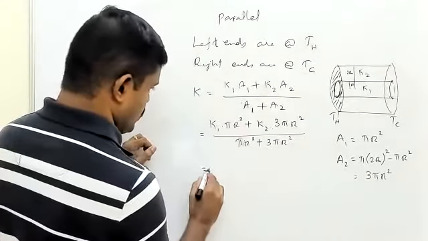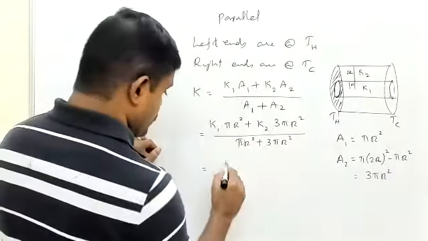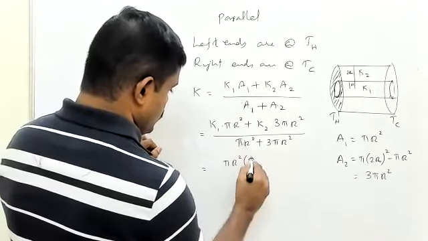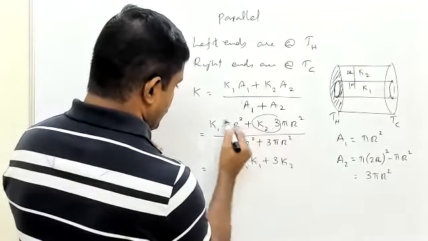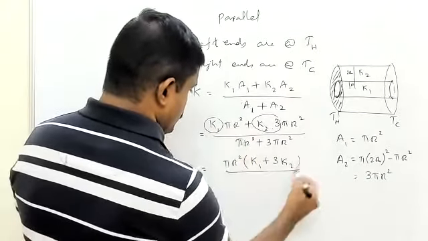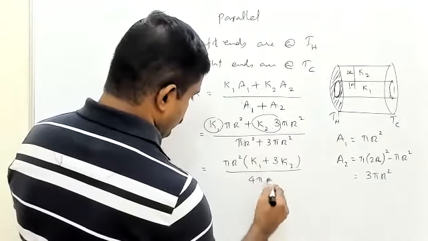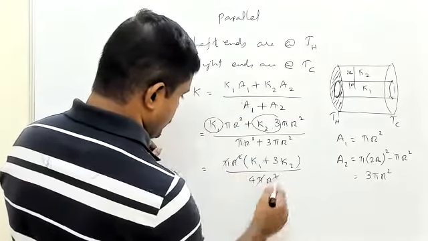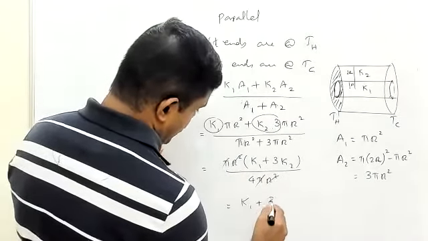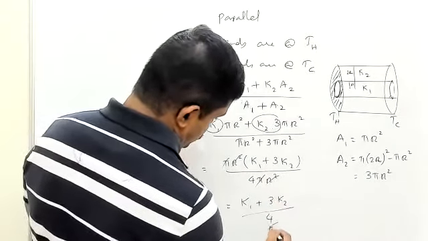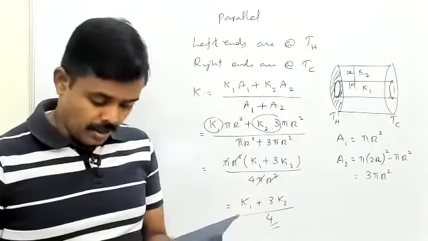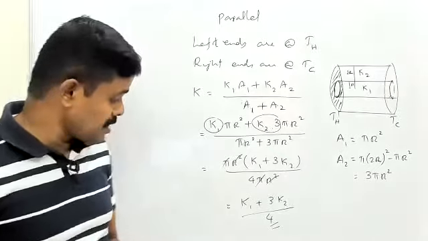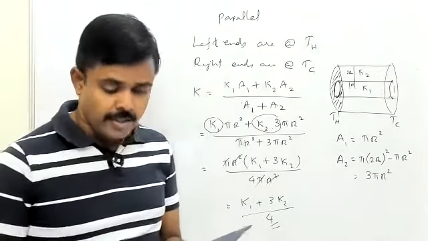I can take pi r square common on the numerator. This is K1 plus 3K2 by pi r square plus 3 pi r square, which is 4 pi r square. Pi cut, r square cut. You will get K1 plus 3K2 by 4. It's a previous IIT question and the options are not given. Answer is K1 plus 3K2 by 4. Did you understand?